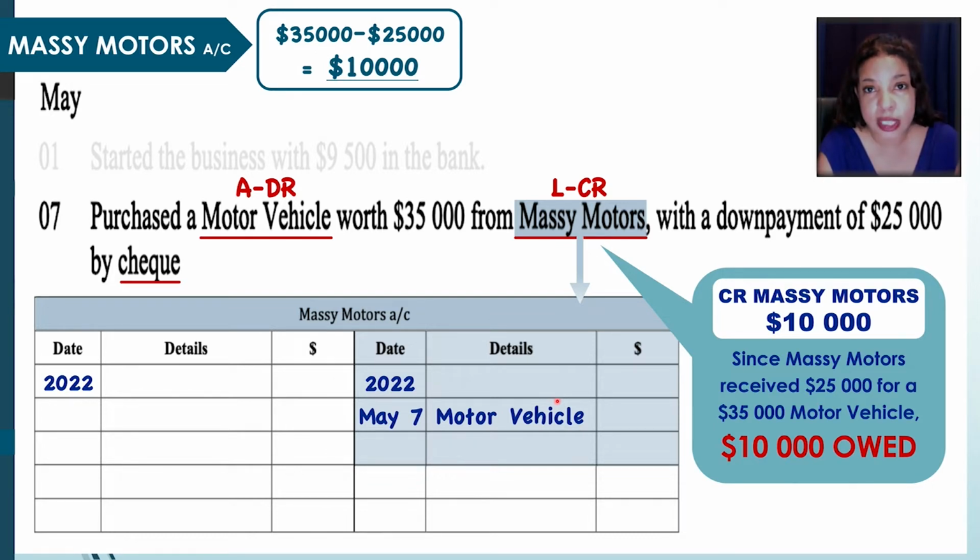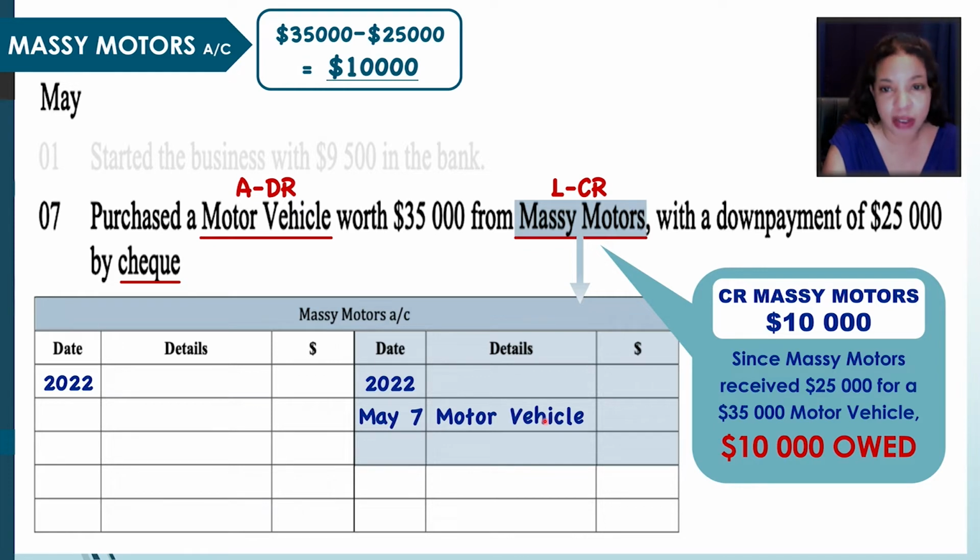Now remember, once again, accounting is a language, so just think about it. We're in Massy Motors account. That means it's a liability. We owe them. What do we owe them for? Purchase of a motor vehicle. So this is what this detail is telling you. We owe them because we purchased a motor vehicle on credit.